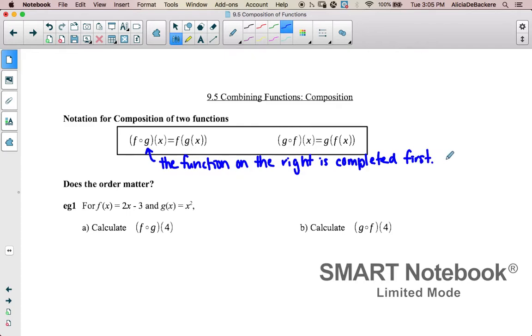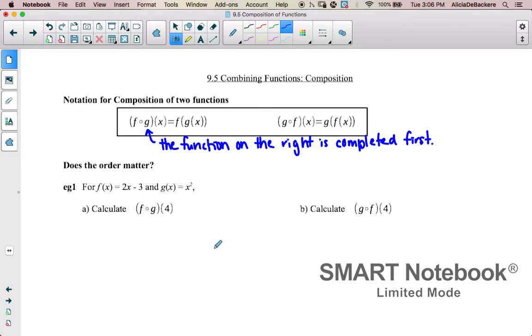So if I was thinking about that forest fire example, the g at x would be the radius. So first I would plug in the time, I would get the answer for the radius, and then I would plug that answer into the area function. Or over here, I'd get the time, I'd plug it into the radius function, and then I'd take that answer and plug it into the area function. So I'm starting on the very inside bracket, working my way back out.